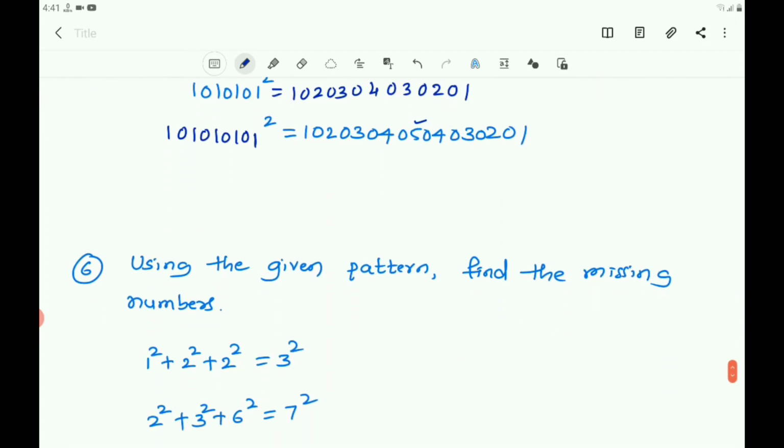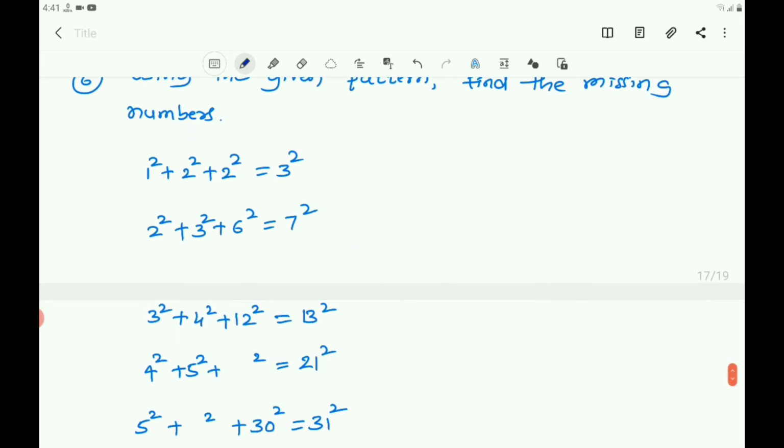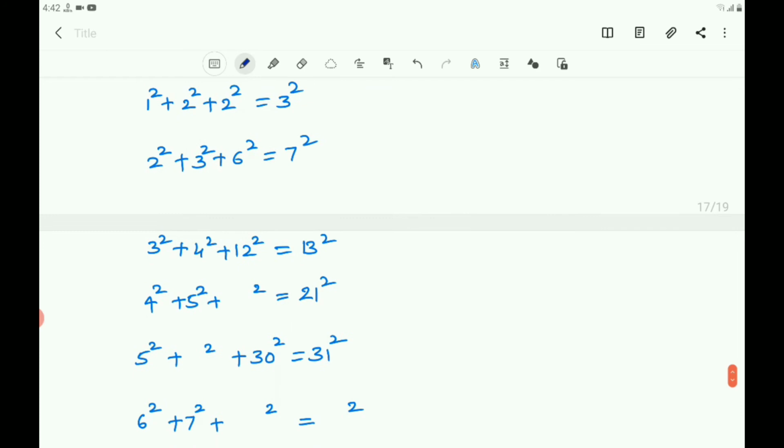Next one, using the given pattern, find the missing numbers. See the pattern here. 1 square plus 2 square plus 2 square equals 3 square. Second one, 2 square plus 3 square plus 6 square equals 7 square. Next one, 3 square plus 4 square plus 12 square equals 13 square. Here 4 square plus 5 square plus missing square equals 21 square. Next 5 square plus the missing square plus 30 square equals 31 square.